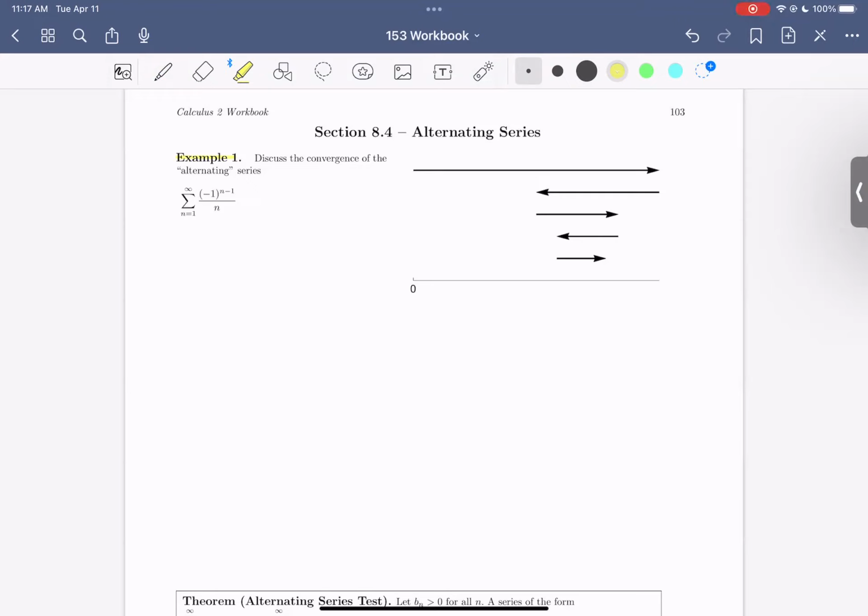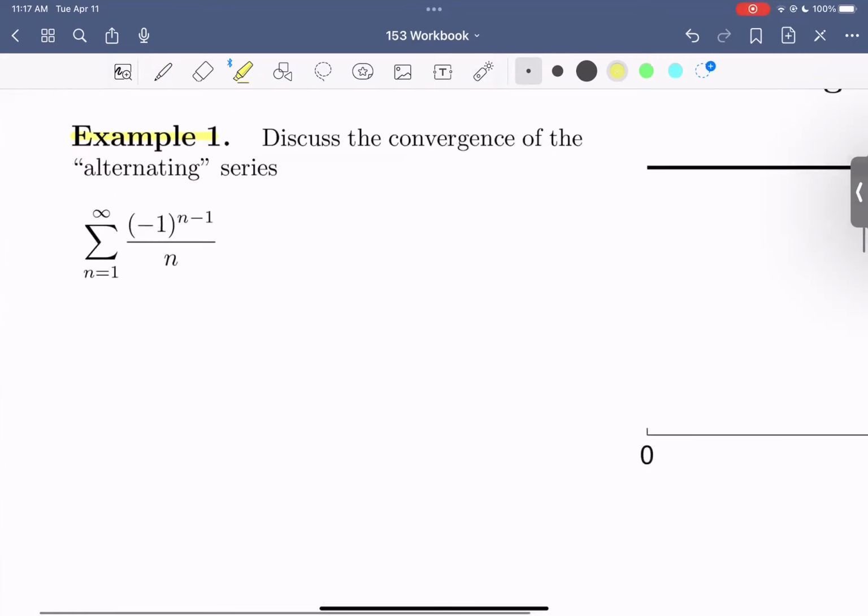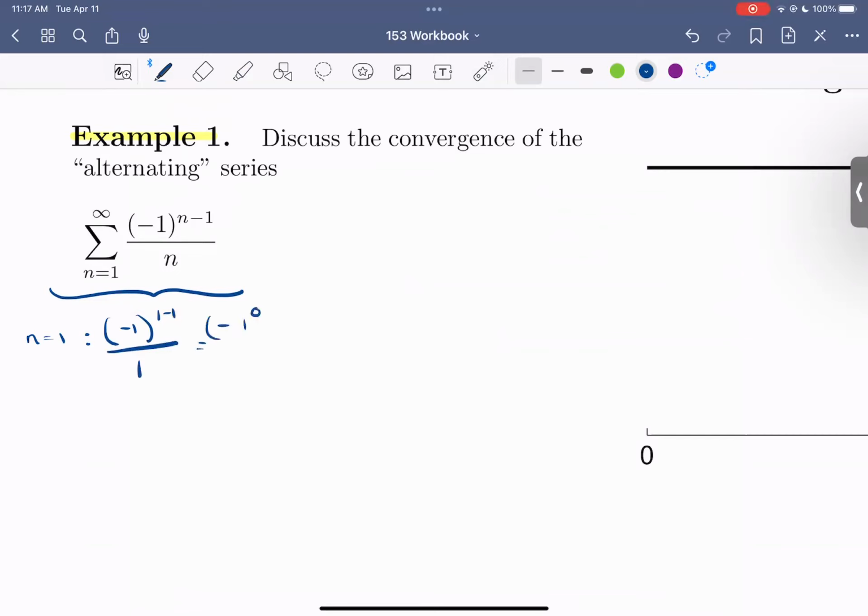Example 1 says, discuss the convergence of the alternating series given by the sum of n equals 1 to infinity of (-1)^(n-1) over n. To get a sense of what's going on here, let's compute some terms of this series. Let's start with n equals 1. We have (-1)^(1-1) over 1, so it becomes (-1)^0 over 1. Any number to the 0 power is just 1, so we get 1 over 1, which is 1.